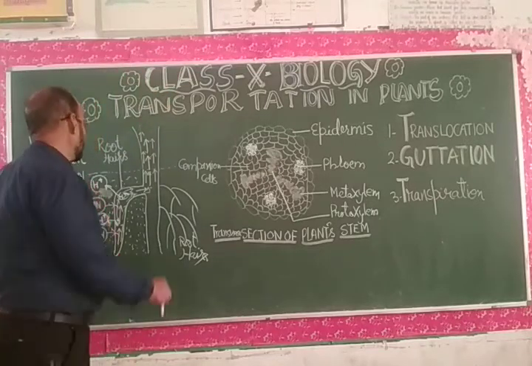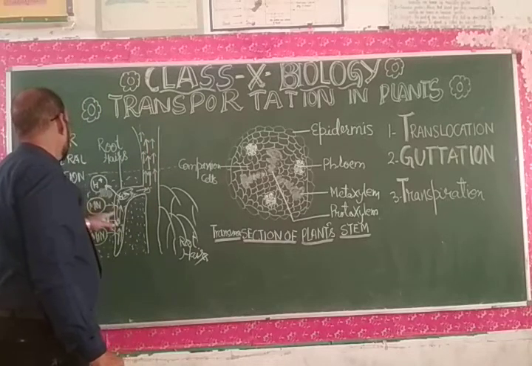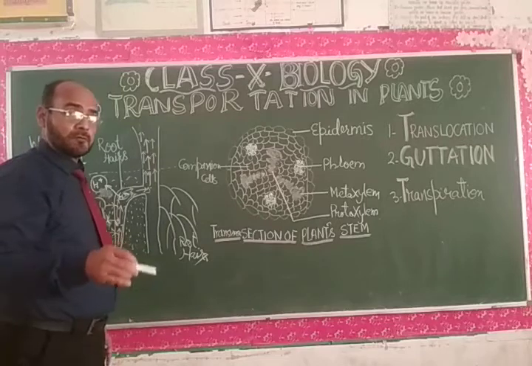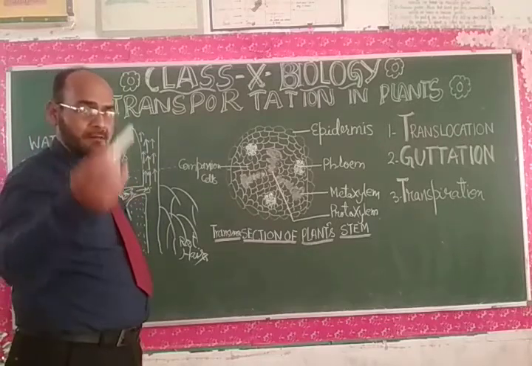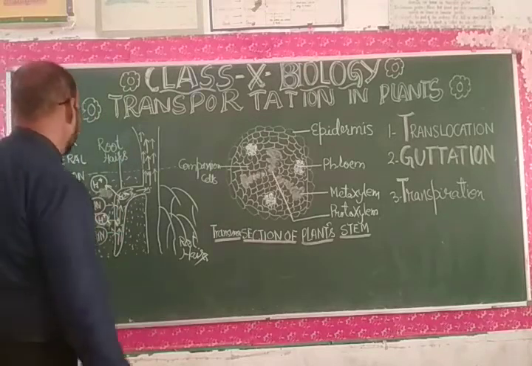So the movement of the water is unidirectional, and the movement of the minerals will also be unidirectional. It goes to the leaves for the manufacturing of food components.